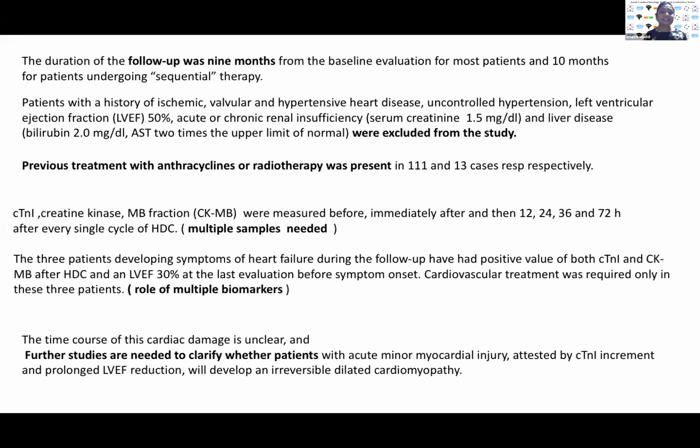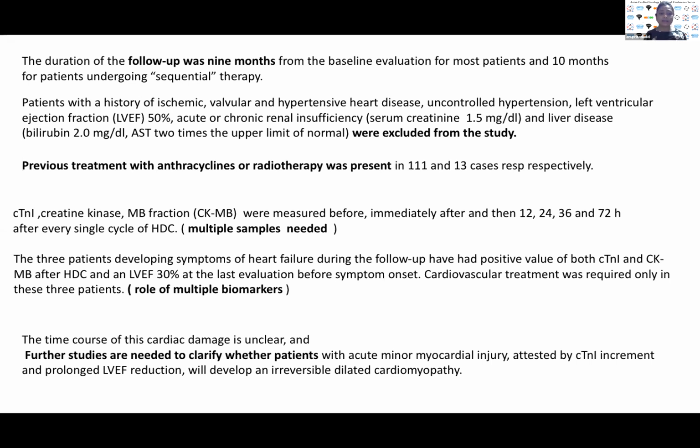This shows that multiple samples are needed. Three patients developed symptoms of heart failure during this course, requiring cardiovascular treatment and intervention. Those three patients had both troponin I and CK-MB positive, and this shows that the role of multiple biomarkers is needed. The time course of this cardiac damage is unclear.